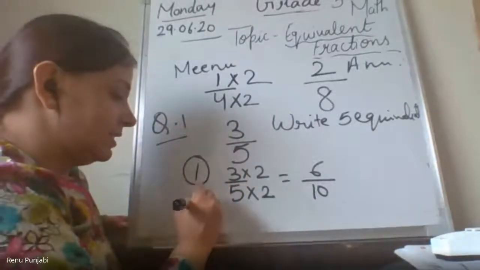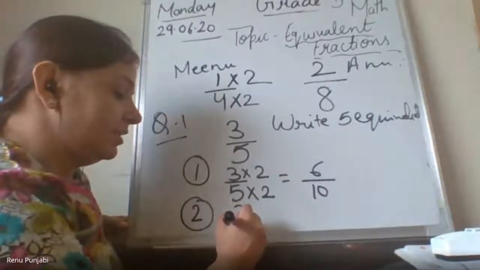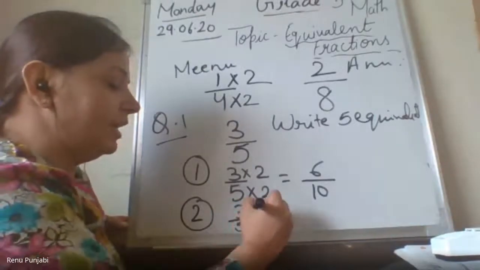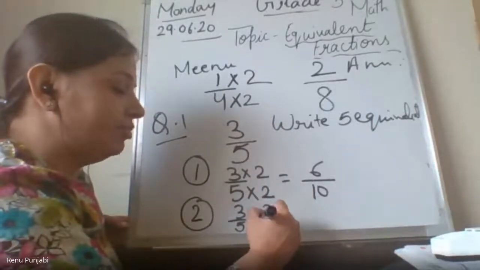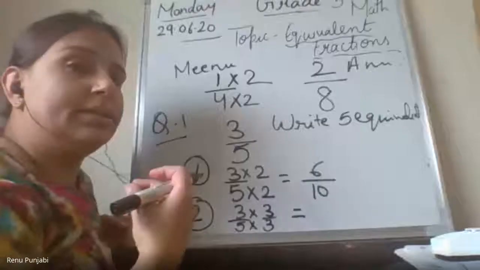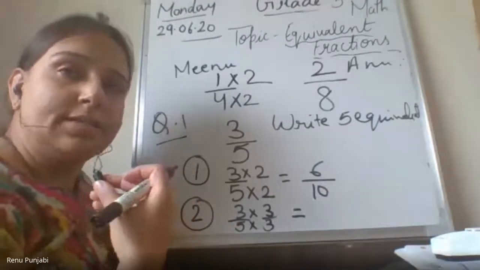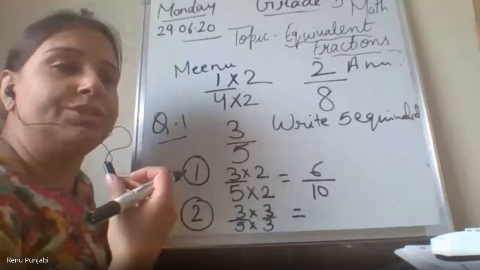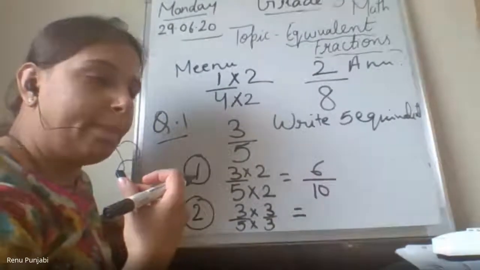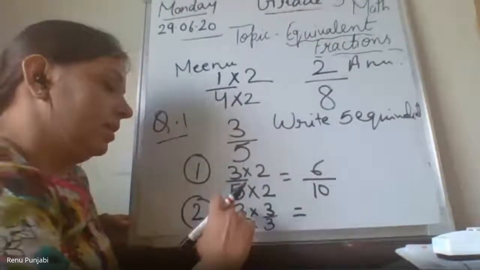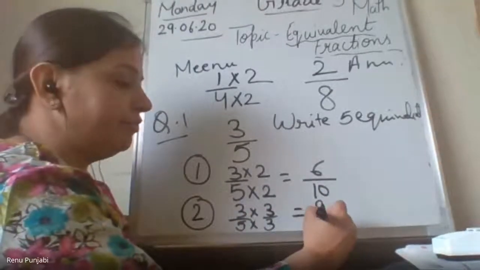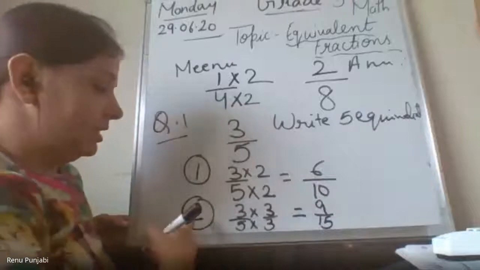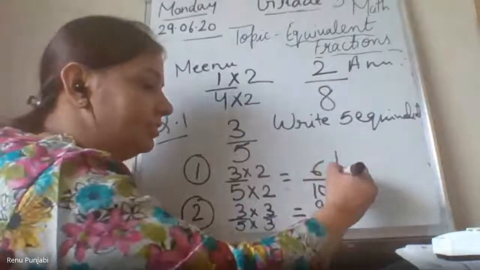Go to the next. Write the fraction again. Multiply the numerator and denominator with the same number, the next number. Now it will be multiplied with 3. No, my dear, you are not going to write, you have to understand. I will be sending you a worksheet based on the topic. 3 into 3 is 9. 5 into 3 is 15. This is the second equivalent fraction.